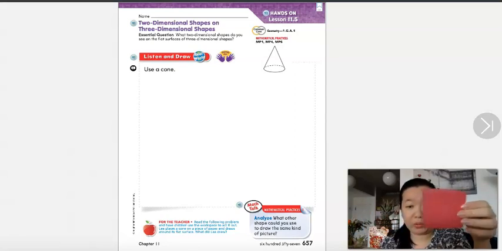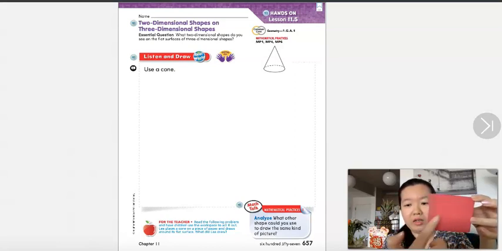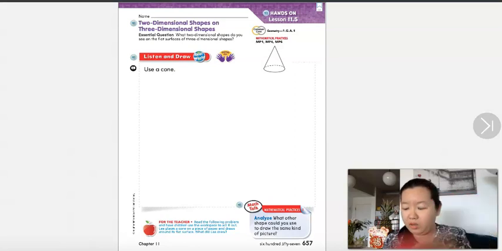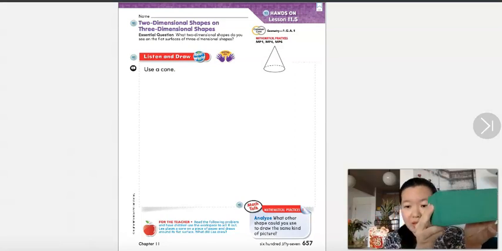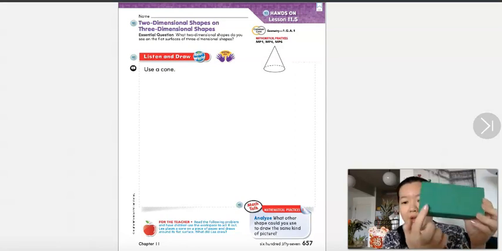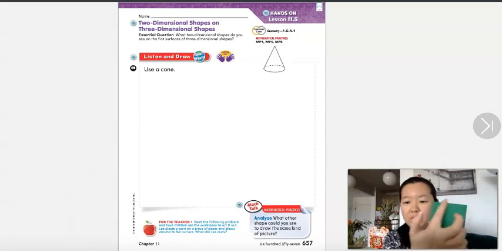We have the cube, and it has the flat surface right here, and it's the shape of a square. Then we have the rectangular prism, and this one has two different types of faces. So it has the rectangular face, and then it has the square face. So this one's a special one. It has two different types of shapes.